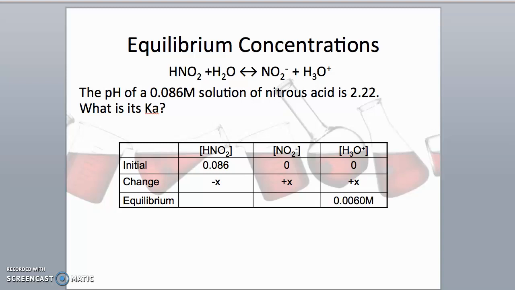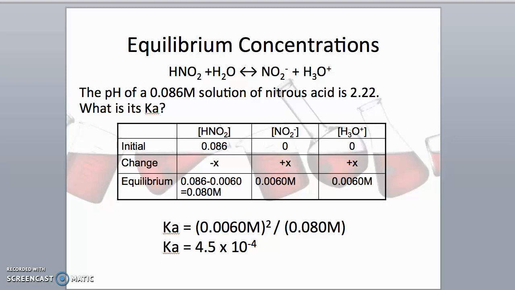We have the equilibrium concentration of the hydronium ion calculated from the pH. Now we have a method to solve for x. Using the hydronium ion column, we can write 0 plus x equals 0.0060 molar. So x equals 0.0060 molar. Knowing x allows us to calculate all of our equilibrium concentrations, and with these we can calculate our K value.